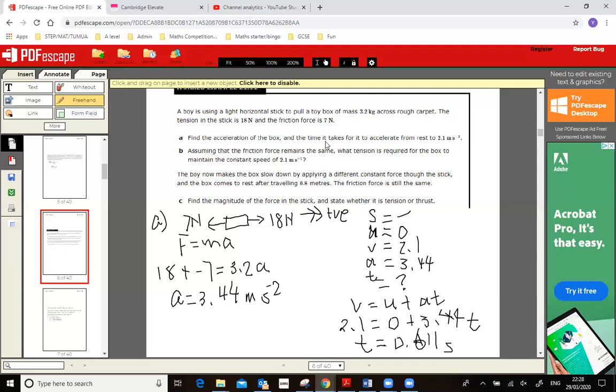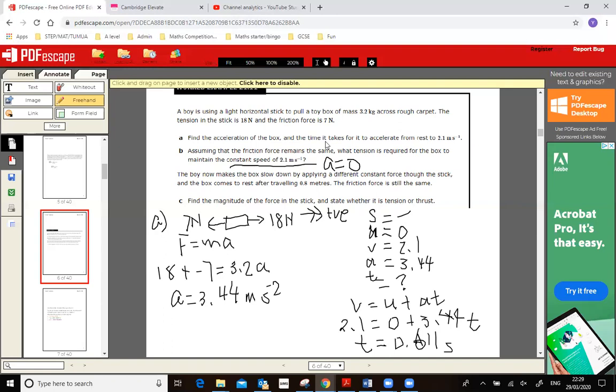Okay, right, that's part A done. So let's think about part B. What do we have here? Part B: assuming that the friction force remains the same, which will still be 7 Newton, what tension is required for the box to maintain a constant speed of 2.1 meters per second? What does maintaining a speed mean? Well, it means there's no acceleration, so acceleration A equals 0.